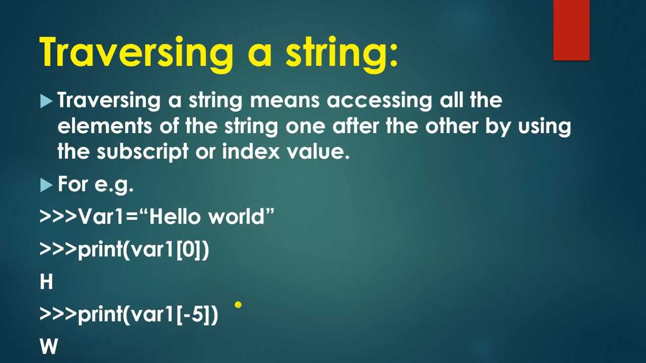Next is traversing a string. How will you traverse a string? Traversing a string means accessing all the elements of the string one after the other by using the subscript or the index value. For example, the variable is var1, that is "hello world". If you want to print the value at index 0, it will give you the answer h, because at 0, h is present. Now if you want to access the -5th element, the -5th is this one.